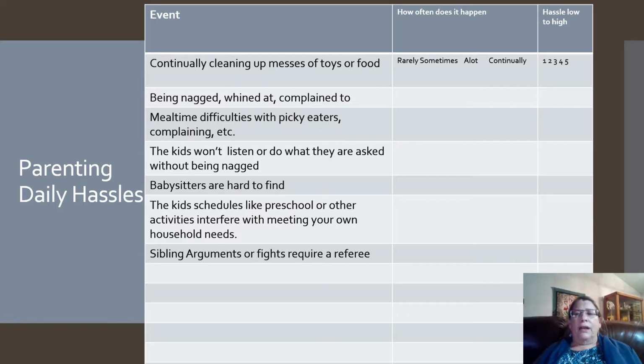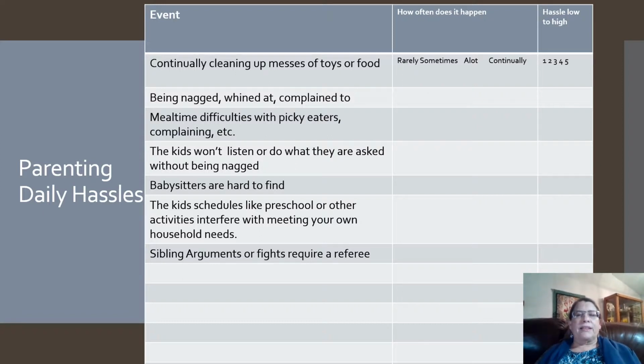Now, an example of knowledge and skills is this thing called the Parenting Daily Hassles Assessment. I'm just giving you a few examples of this because you can find this online. Basically, it asks parents questions about normal, typical expectations we have of parenting and what their view of it is. How often does this thing happen? Is it rarely, or is it a continuous problem? And how big of a hassle is it? A low hassle is a 1, a high hassle is a 5.